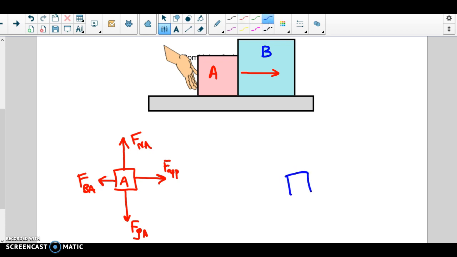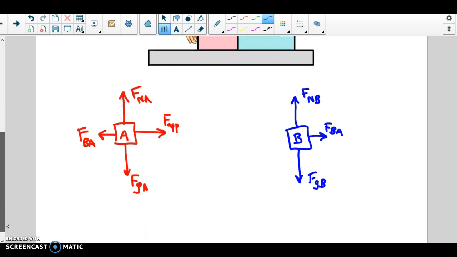Now for block B. This is the larger block. The force of gravity is different than block A, so I'll call that FGB. The normal force I'll call FNB. And there's actually only one other force acting on block B, and that's the interaction force between blocks A and B. So I'm going to call that FBA. Notice that FBA is the same magnitude in this diagram as in the other diagram, and that's because it's an interaction force. The force due to block B pushing back on block A is equal in magnitude but opposite in direction to the force of block A pushing on block B. So that's an important thing to consider when we analyze these.